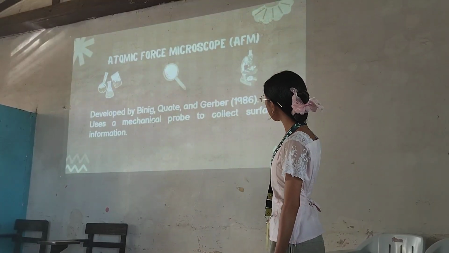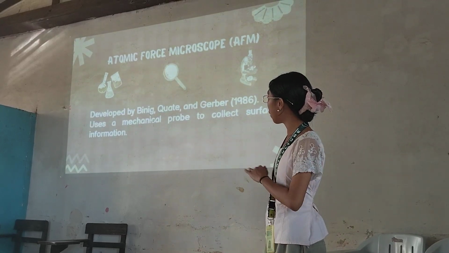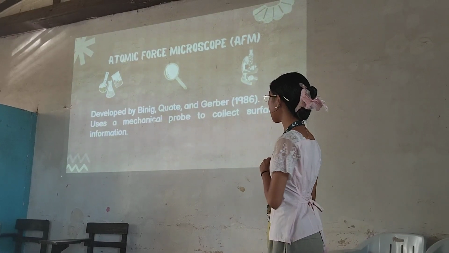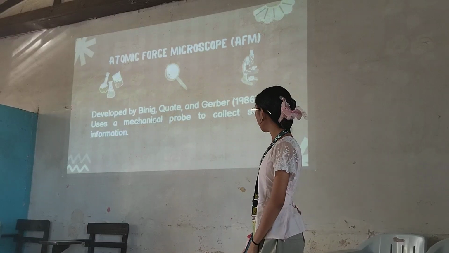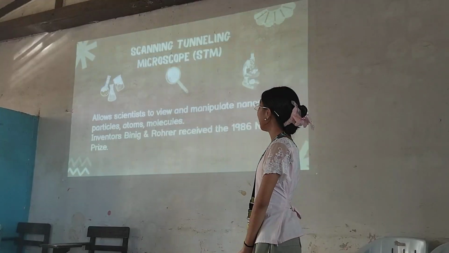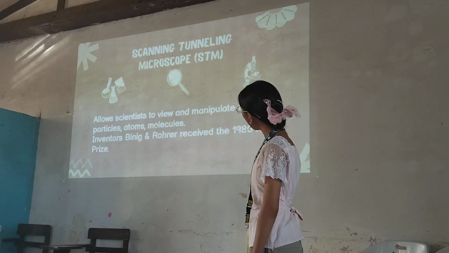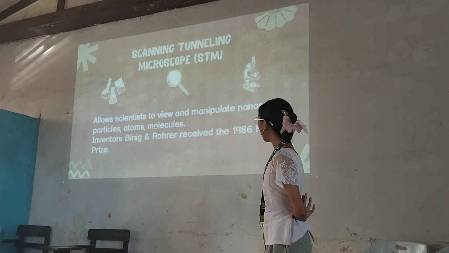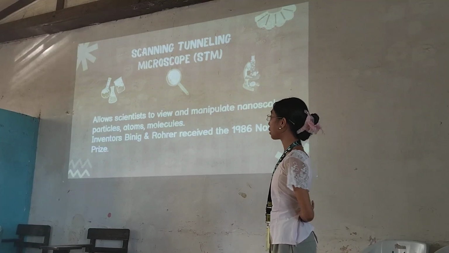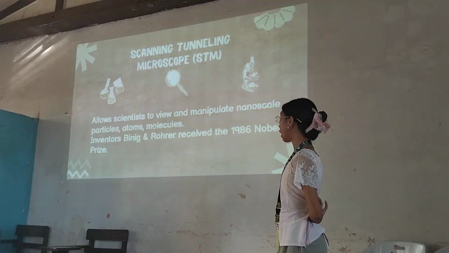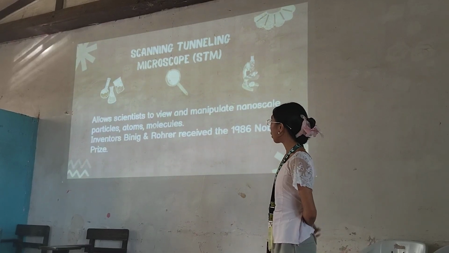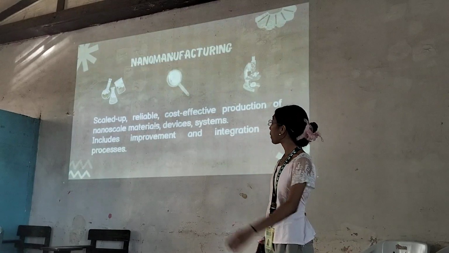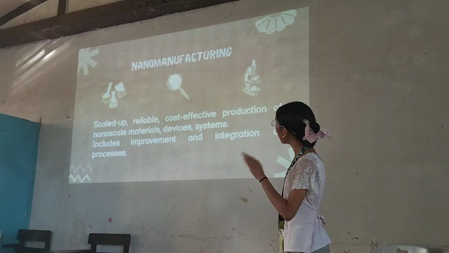Next, we have the atomic force microscope, or AFM, developed by Binnig, Quate, and Gerber in 1986. It uses a mechanical probe to collect surface information. Next, the scanning tunneling microscope, or STM, allows scientists to view and manipulate nanoscale particles, atoms, and molecules. Its inventors Binnig and Rohrer received the 1986 Nobel Prize.